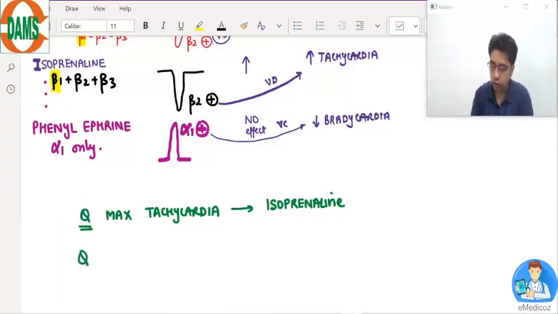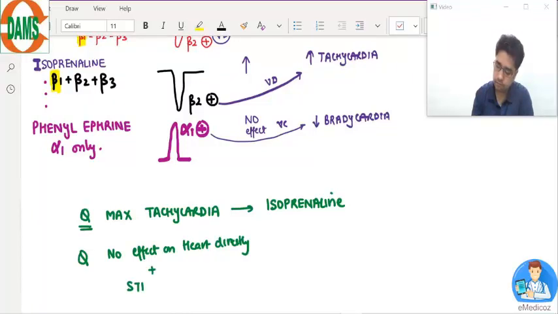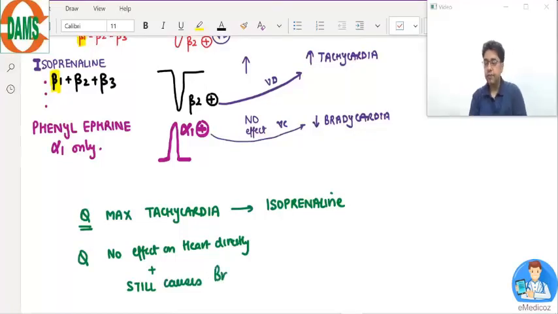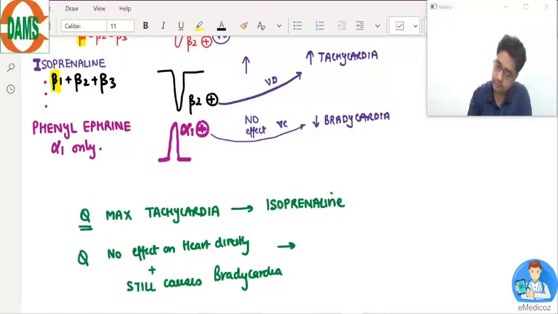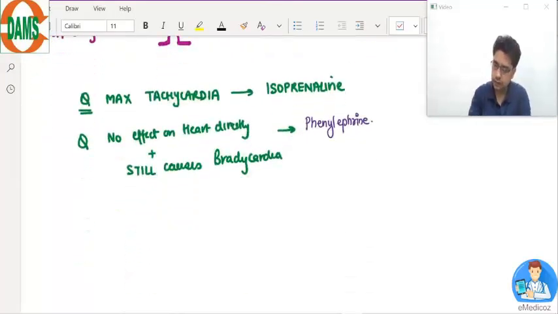Which drug has no effect on heart directly, but still causes bradycardia? Answer for this question is phenylephrine. Okay, the answer is phenylephrine. Okay, next question.